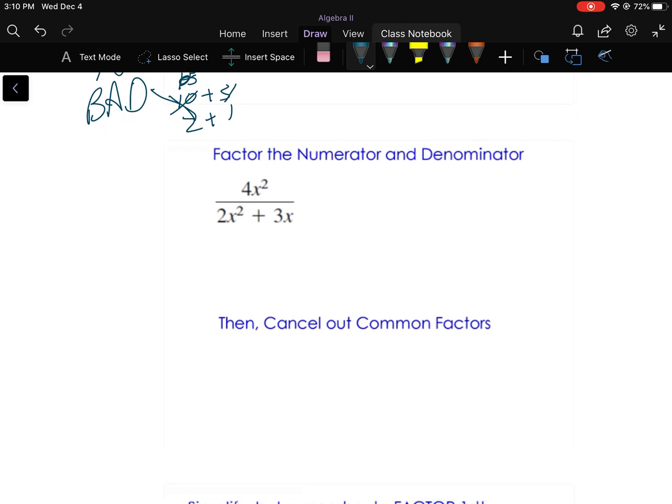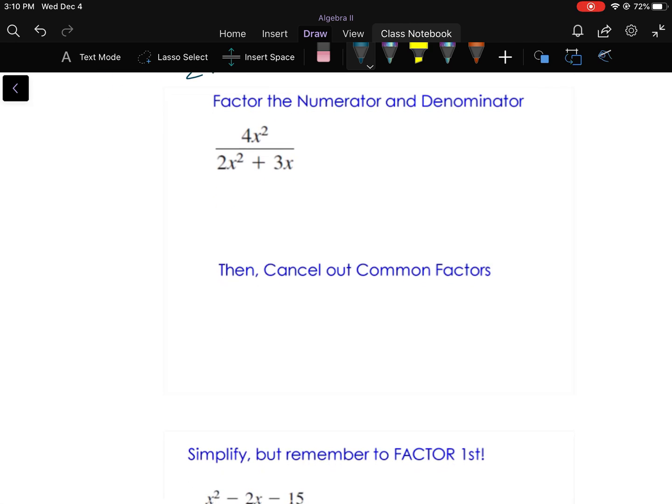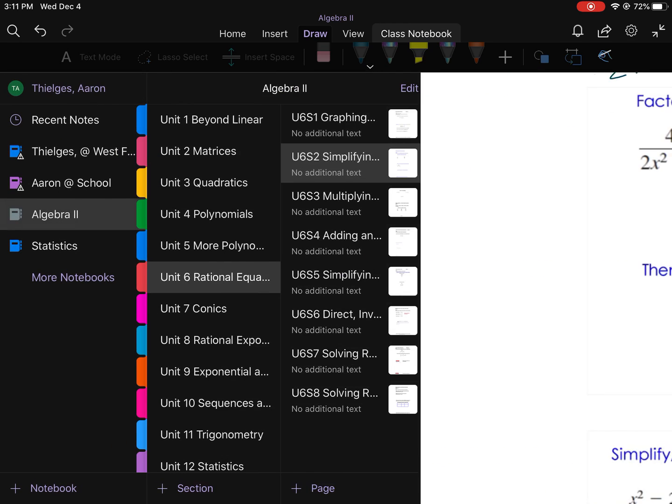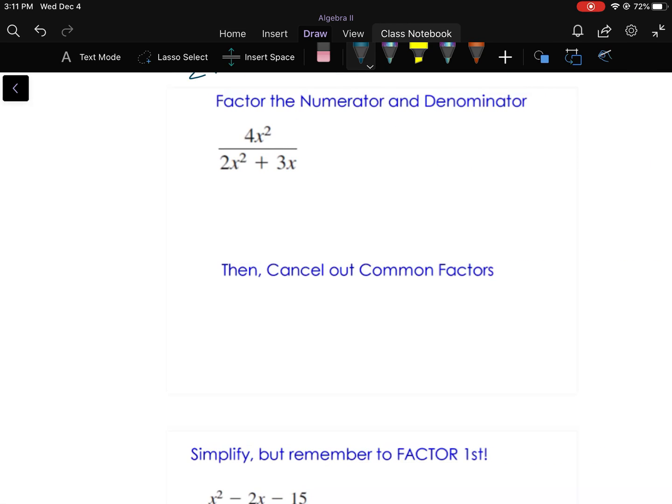So when I am simplifying a polynomial rational expression, I'm going to make sure everything is factored. Like on the bottom, everything here on the bottom is going to have a factor of, I'm sorry, just x. So I take out the x on the bottom, and I'm left with 2x plus 3.